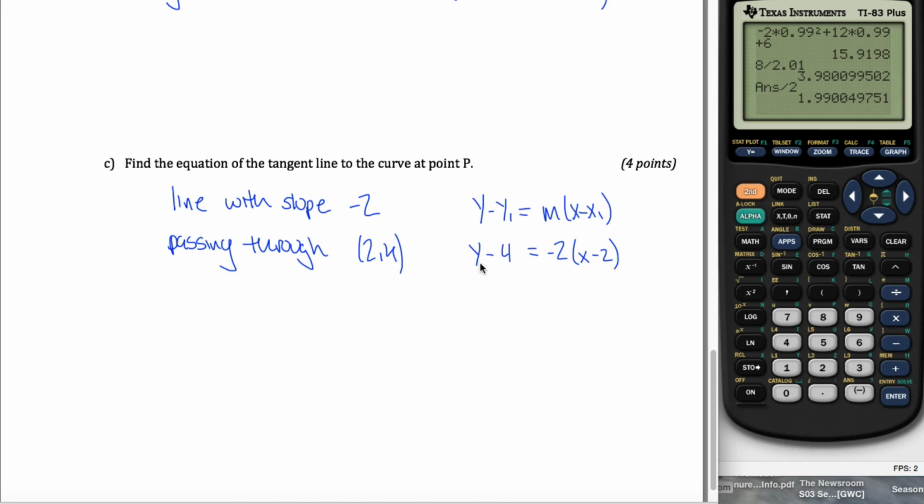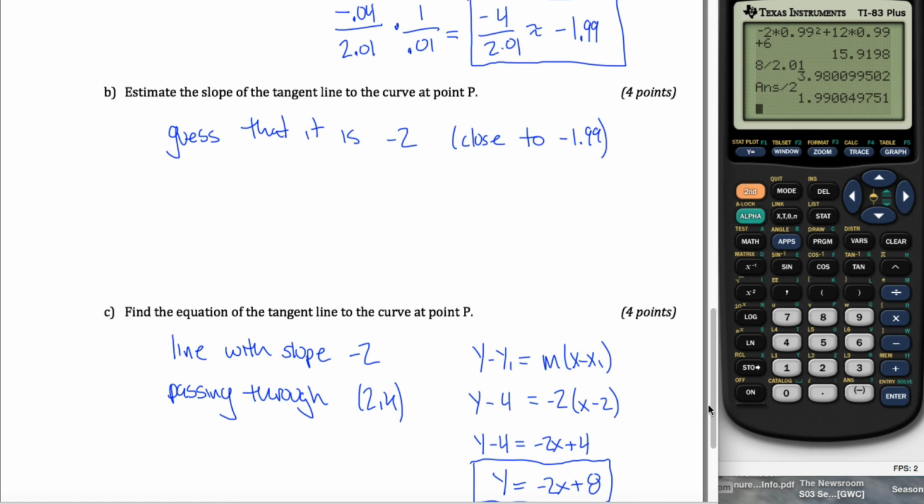So if I solve this equation to get it into slope-intercept form, I got y minus 4 equals negative 2x plus 4. Add 4 to both sides of the equation, you get y equals negative 2x plus 8. Negative 2x plus 8 is the equation of the tangent line to the curve at this point. And I guess that is the end of this quiz.